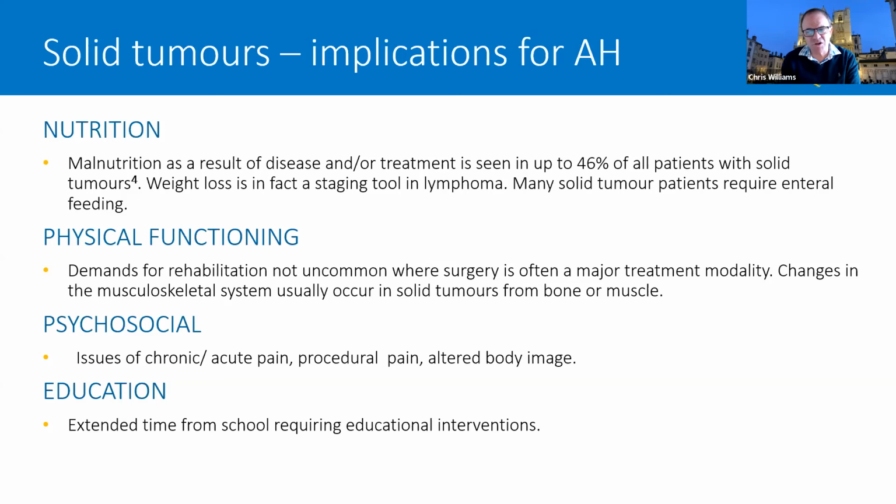And many solid tumour patients will require enteral feeding, particularly rhabdomyosarcoma will all get nasogastric tubes. Those children with bone sarcomas like the osteosarcoma will nearly always need a nasogastric tube, and many will actually have PEG tubes inserted for their nutritional needs as well.